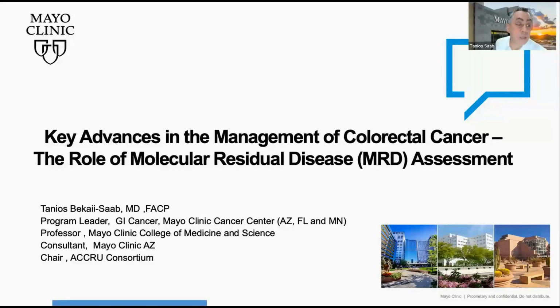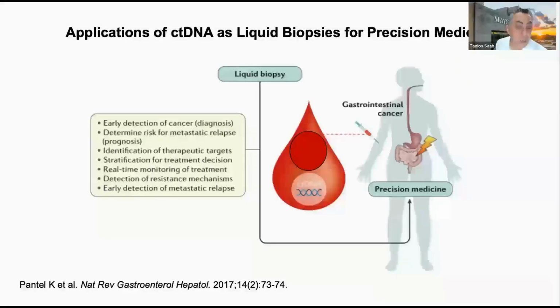So I will be discussing key advances in the management of colorectal cancer. I'll focus on minimal residual disease assessment, as this is emerging as one of the challenging areas in our practice, and certainly a lot to continue to learn in terms of how to integrate these MRD platforms into the clinic. The whole field of circulating tumor DNA has really taken on a good life of its own in our practice.